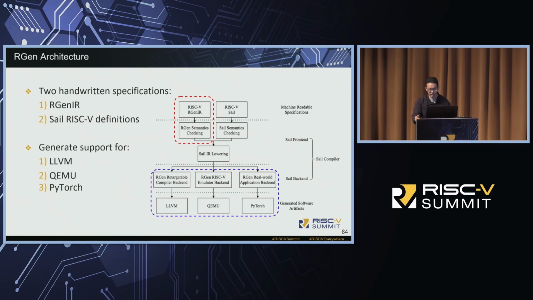So both these input types are sent through the same compilation process and are used to generate support for the shown artifacts. The output difference between the two is that RGenIR is used to generate PyTorch support, while the base Sail language is used to generate LLVM and QEMU support.